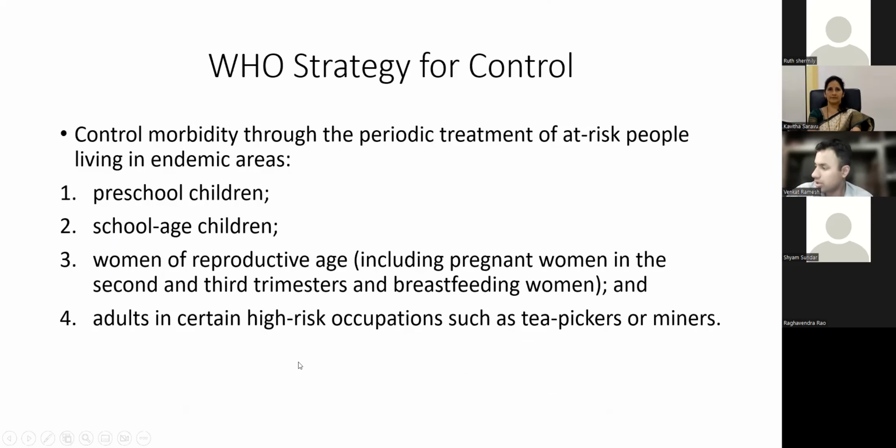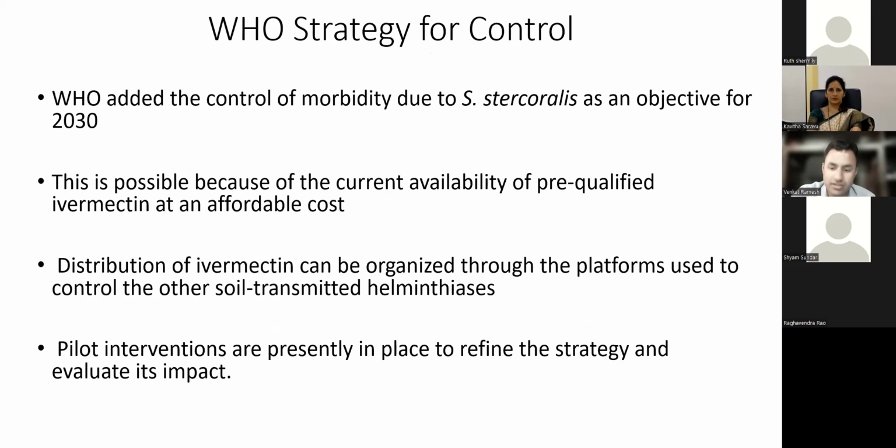So, very quickly jump to the WHO strategy for control. As I mentioned previously, the WHO really focuses on the population that is most impacted with the soil transmitted helminths. So they include preschool children, school-age children, and women of reproductive age, that is pregnant women in the second and third trimesters, and breastfeeding women, and certain adults in high-risk occupations such as tea pickers or miners.